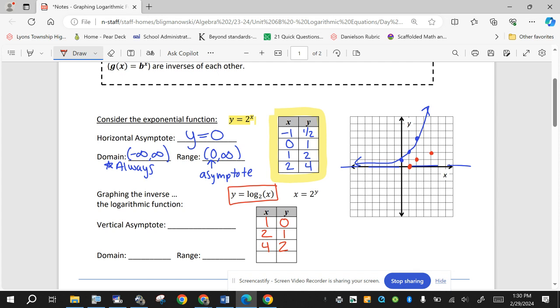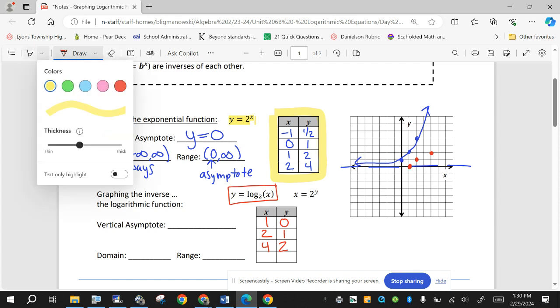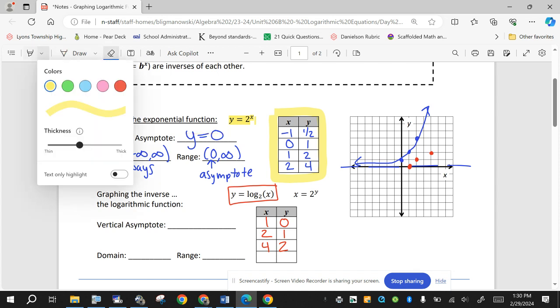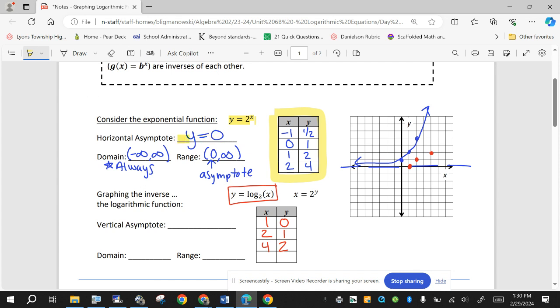And our exponential functions and our log functions are opposites of each other. So my exponential function had an asymptote at y equals 0, and so it's going to be opposite for my log function. My asymptote is going to be at x equals 0. It's going to be a vertical asymptote. And so my function is going to approach my asymptote and then move away.